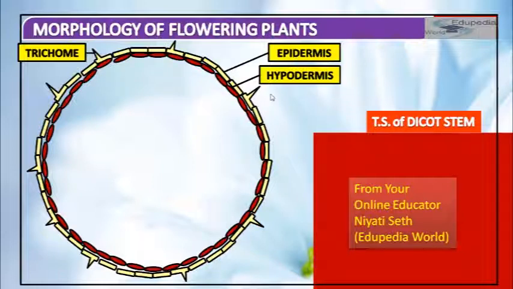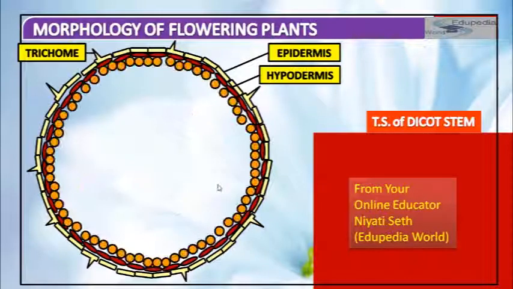It is represented by a few layers of collenchyma cells with angular thickenings. The cells are compactly arranged without any intercellular spaces. Hypodermis provides mechanical support and additional protection to the dicot stem, students. Okay. Now what comes?